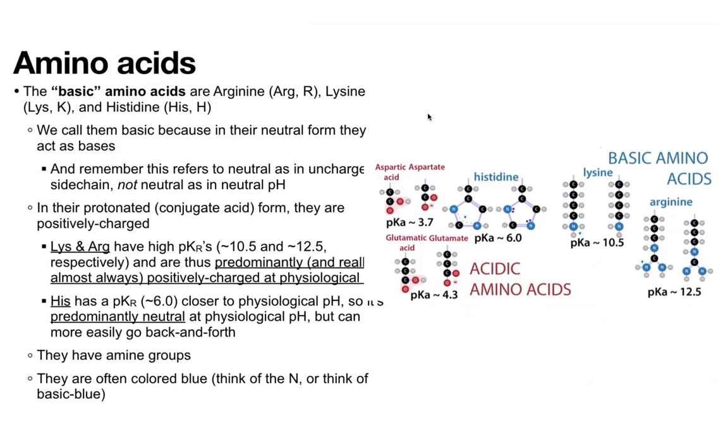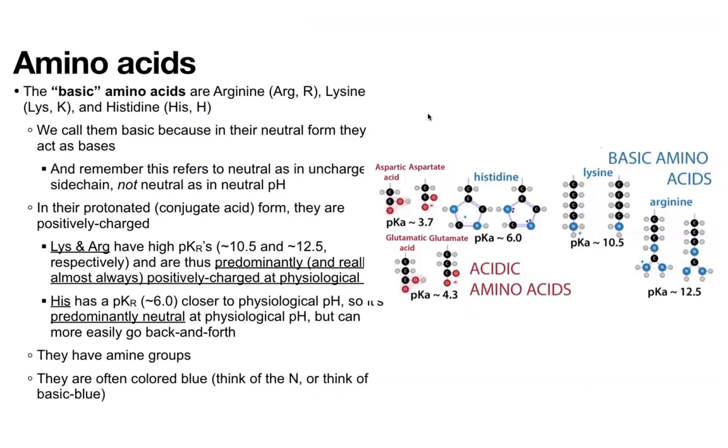If we look at histidine, lysine, and arginine, when they are uncharged, now what can they do? Now they have an amine group that can act as a base and take a proton. Protons are positively charged, so if they take a proton, if they act as a base, they become positively charged. And so we call these basic amino acids because in their neutral form, they acted as a base. And remember that once they act as a base, now they can act as an acid. And so in their protonated form, their conjugate acid form, they're going to be positively charged.